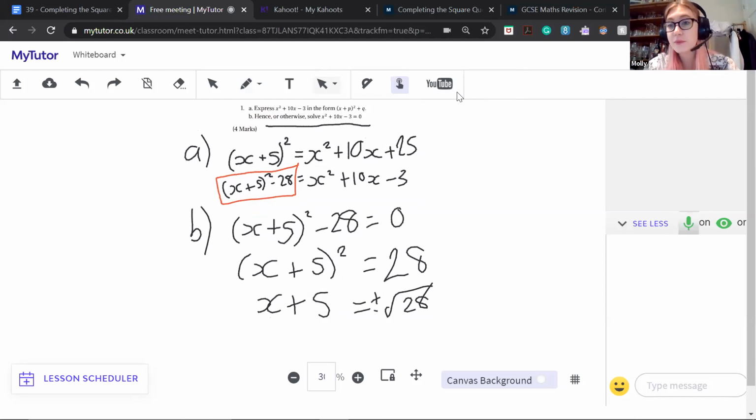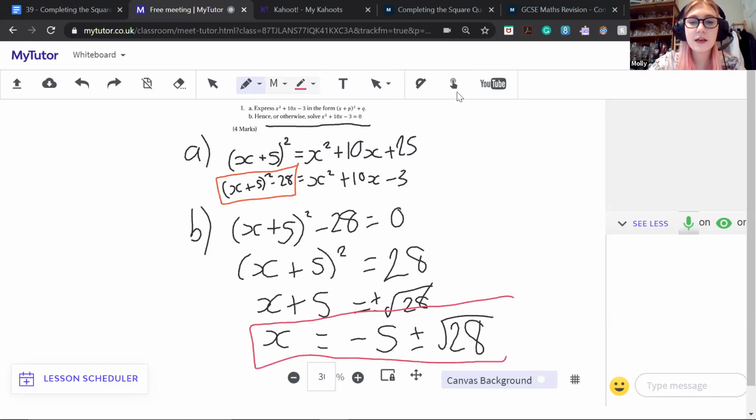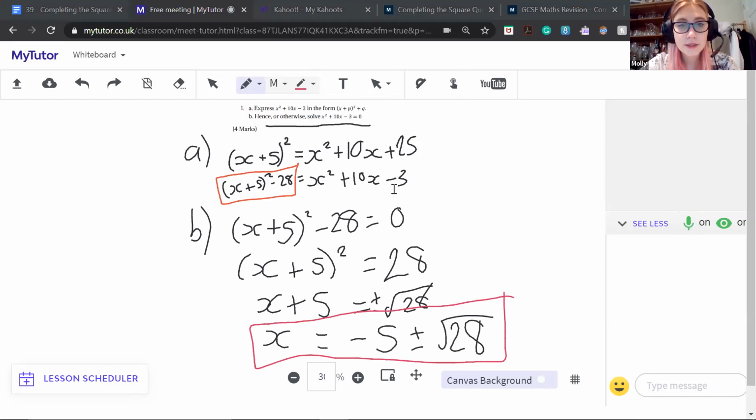That comes from the rooting something. For example, root 16 could be 4. It could also be minus 4. So we always write the plus or minus there. And then finally, we subtract 5 from both sides. Now, the convention is to write this at the start. So we write minus 5 plus or minus root 28. And that's your solution. You can pop this into your calculator and do it to a certain number of decimal places. We're going to be leaving them in surd form today, because it's easier.